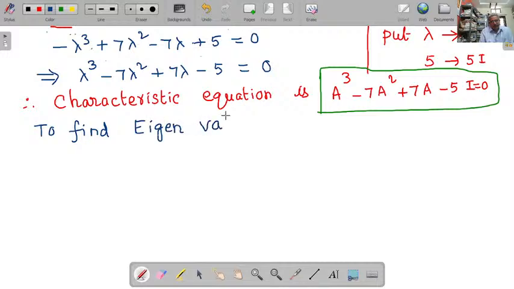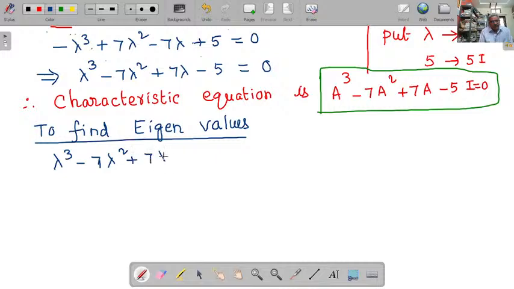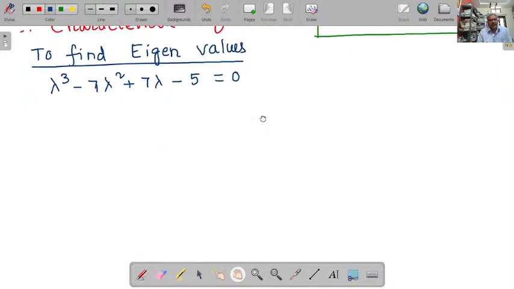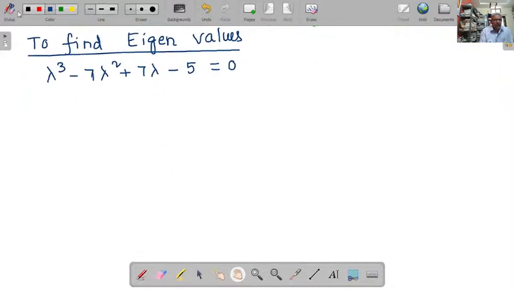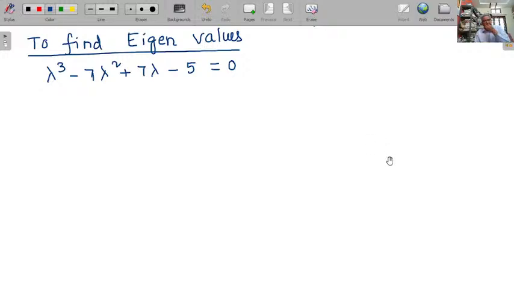Right. So consider this equation: lambda cube minus 7 lambda square plus 7 lambda minus 5 is equal to 0. So how to solve this cubic equation? That is very important now. So for that, here, let us follow this method.